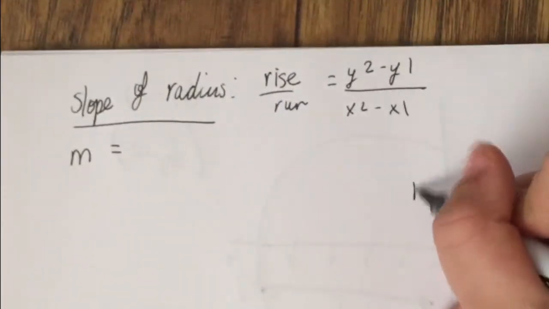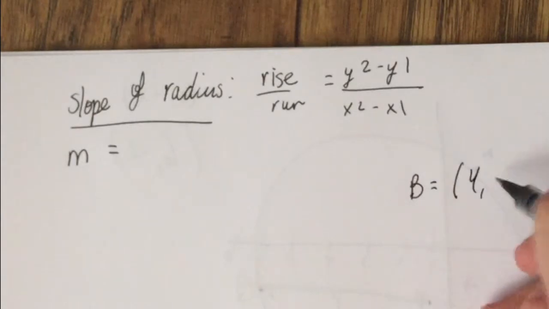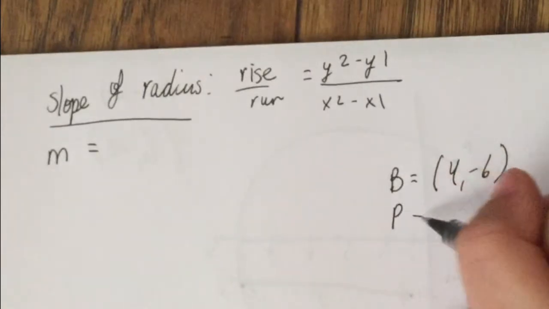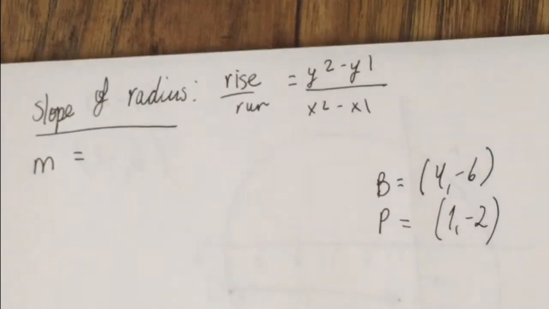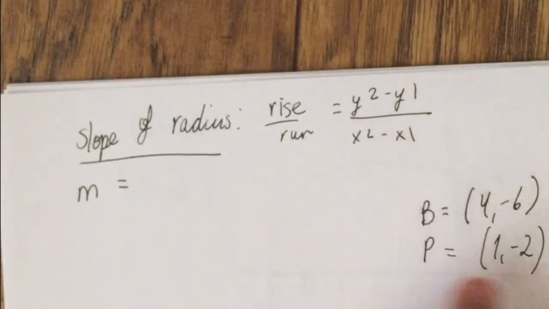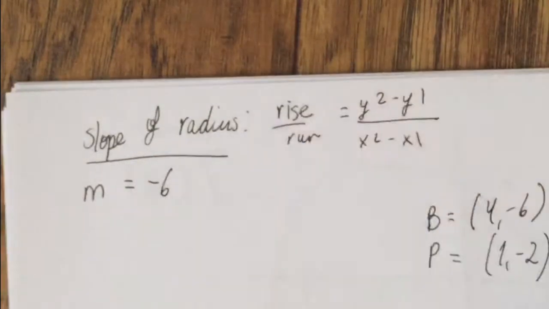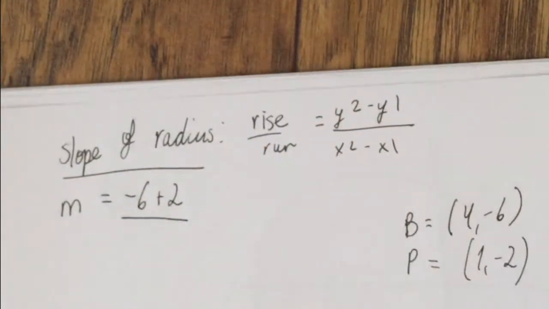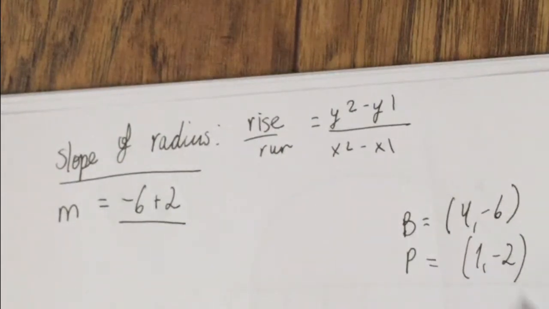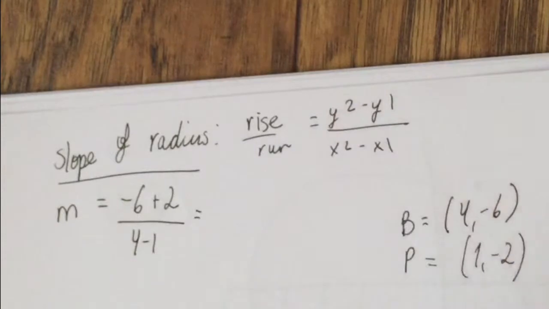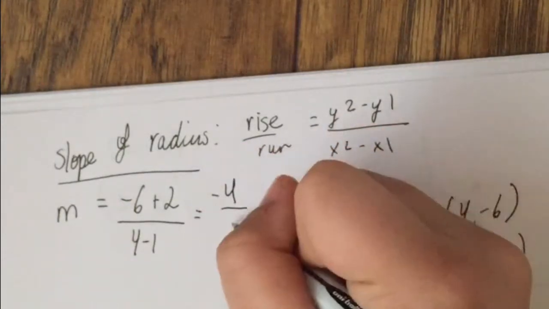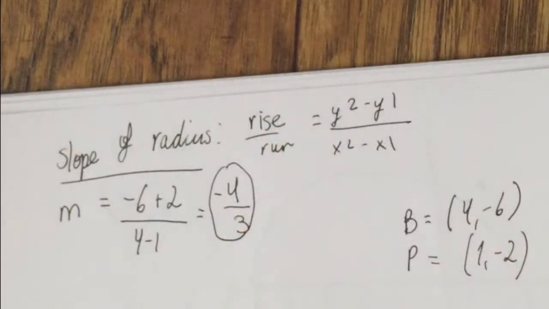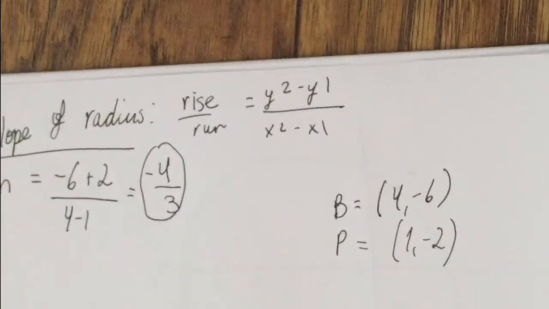You're going to use what you found for your point B, which is at (4, -6), and your center, which is P, at (1, -2). So y2 minus y1: negative 6 minus negative 2, so plus 2, over x2 minus x1, so 4 minus 1. Negative 6 plus 2 is negative 4, over 3. Negative 4 over 3. And that's your slope.